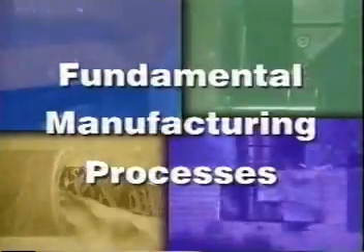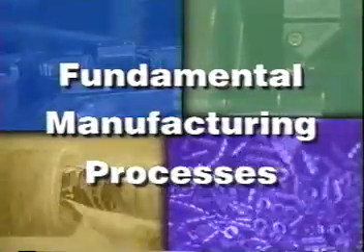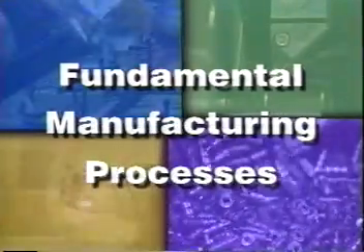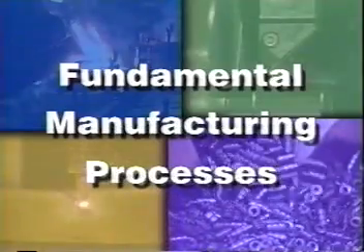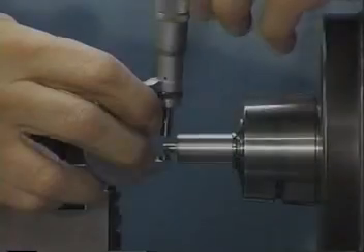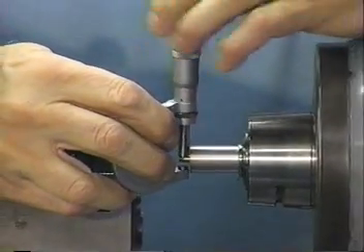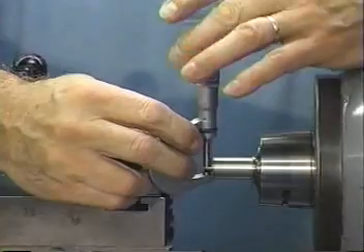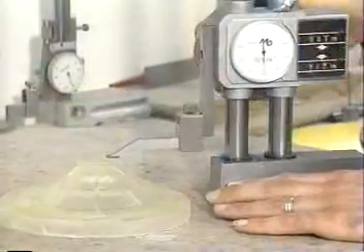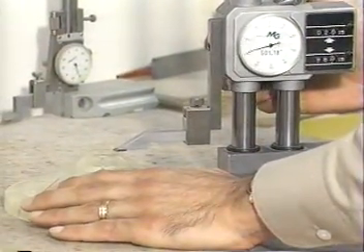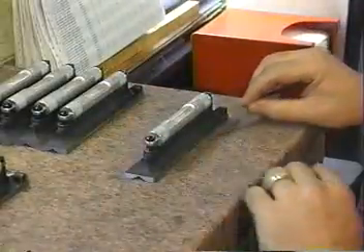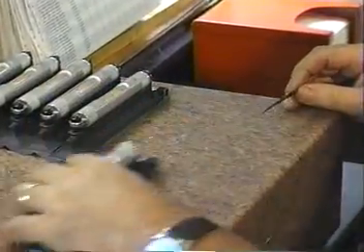the Fundamental Manufacturing Processes video series, examining the tools and techniques of precision manufacturing. This program is an introduction to measurement and gauging. Measurement and gauging are cornerstone activities in all phases of manufacturing, from prototyping to final inspection of manufactured parts.